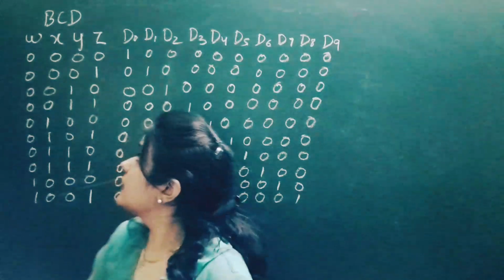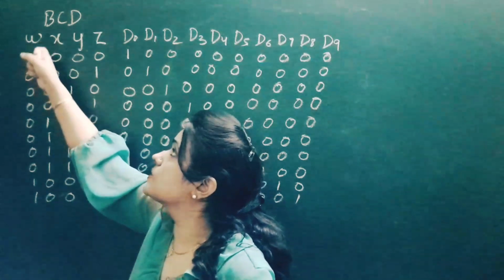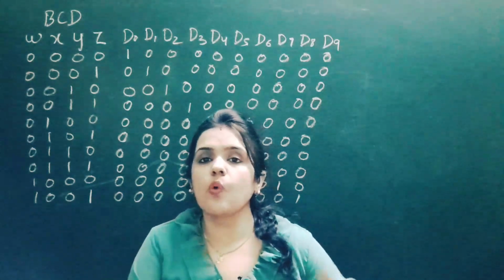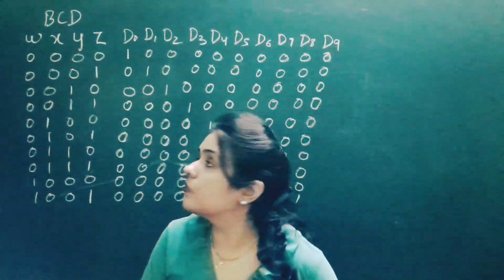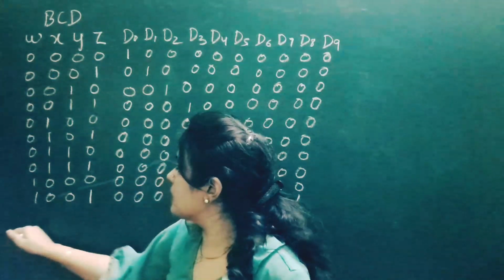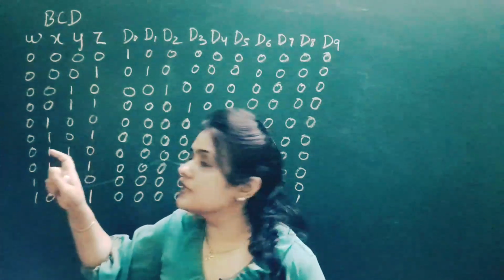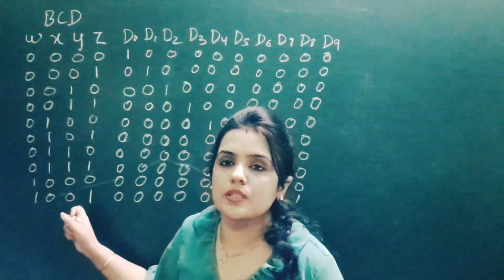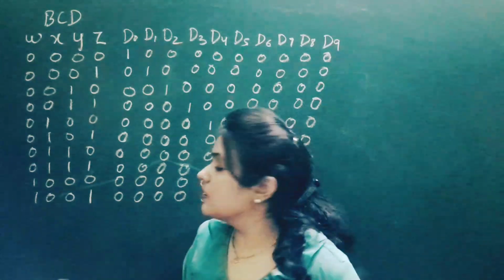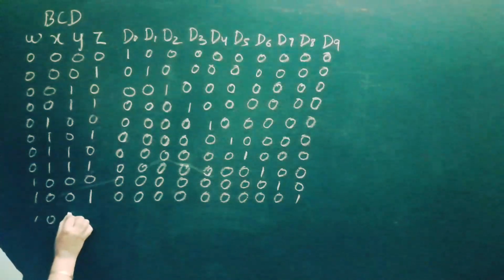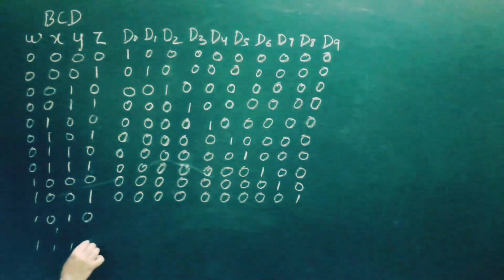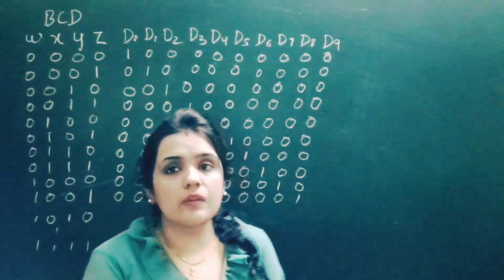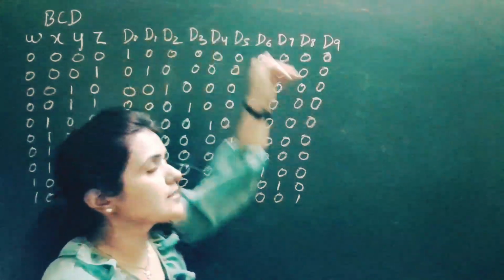Now we can see that the number of input lines is 4, W, X, Y, Z, and we know the total possible values for 4 inputs are 16, 0 to 15, from 0, 0, 0, 0 to 1, 1, 1, 1. But in case of BCD, only 0, 0, 0, 0 to 1, 0, 0, 1 are valid. So the remaining inputs from 1, 0, 1, 0 to 1, 1, 1, 1, these remaining 6 inputs should be ignored. Now for designing the circuit diagram, we want expressions for all of these 10 output lines.